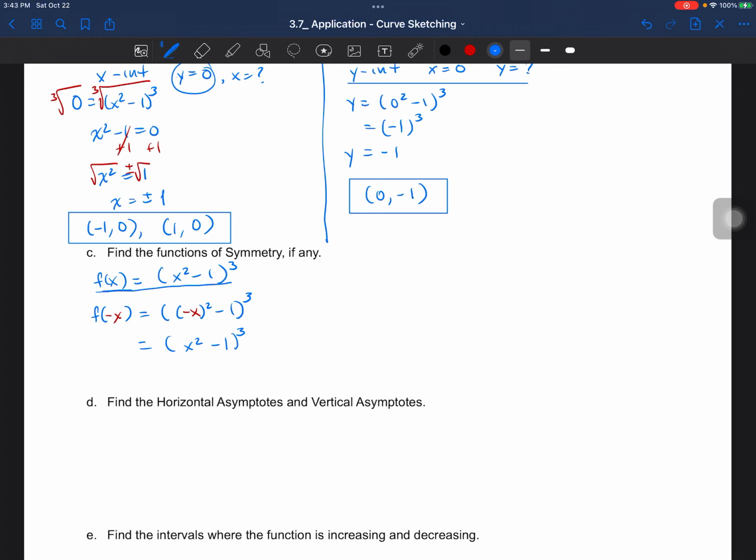What we see here is that the end result, after you plug in negative x, is exactly the same as the original function. When this happens, it implies that the function has a symmetry, and the symmetry is with respect to the y-axis.